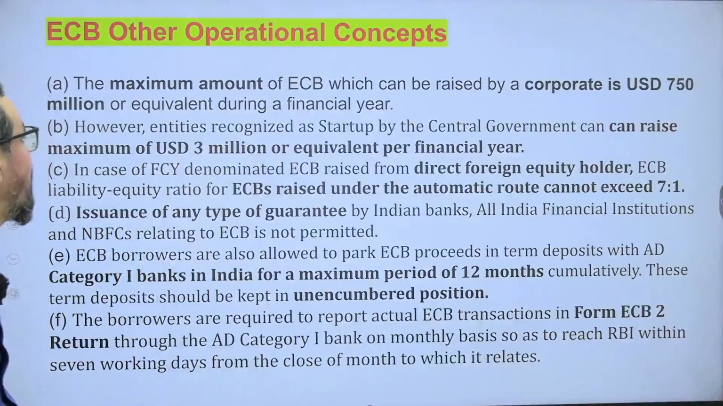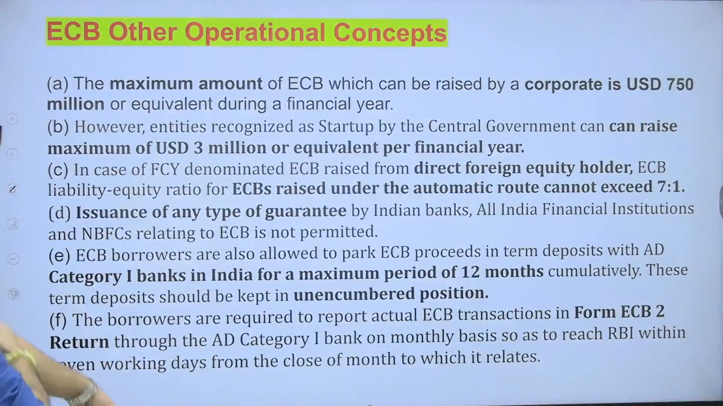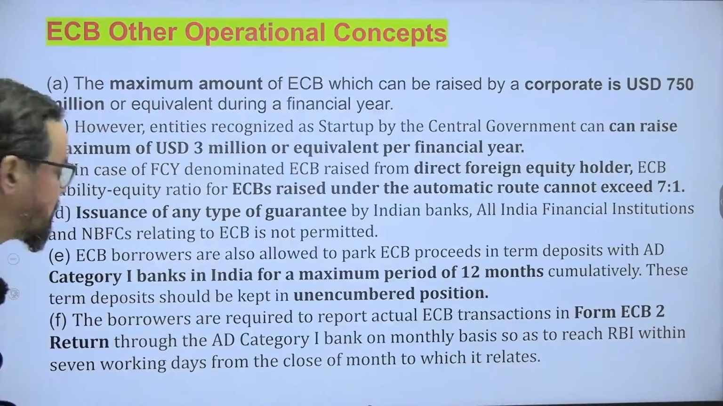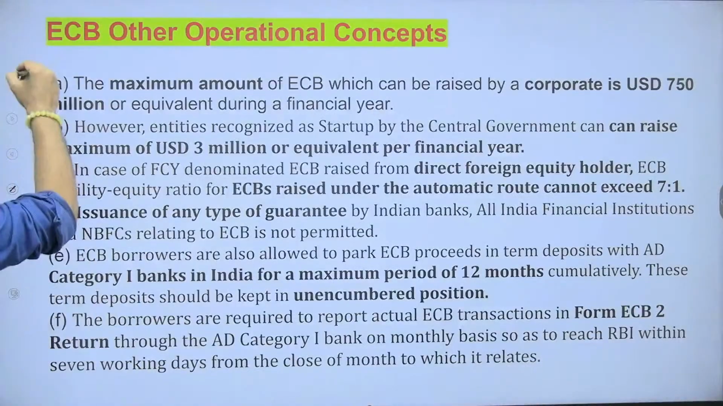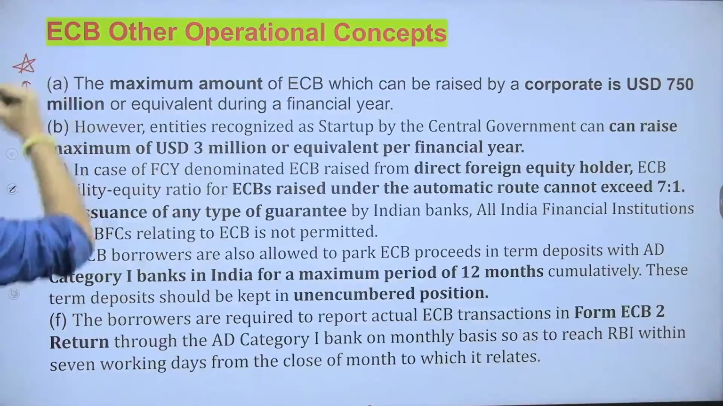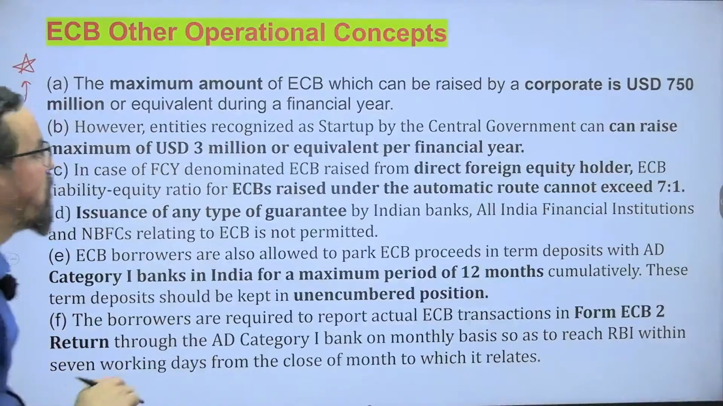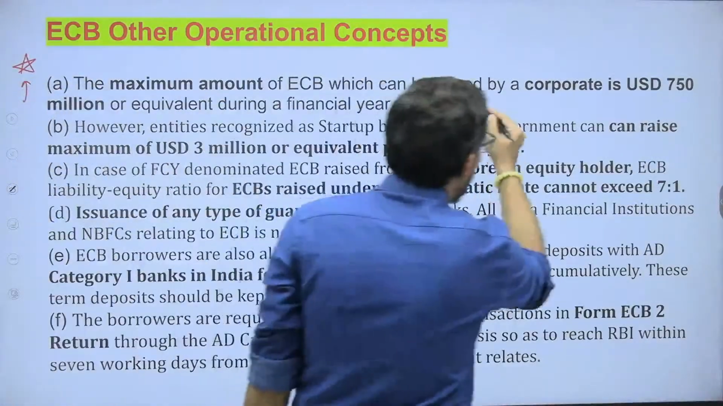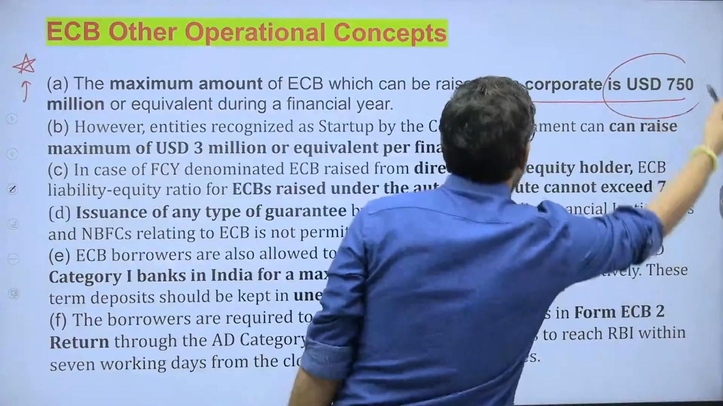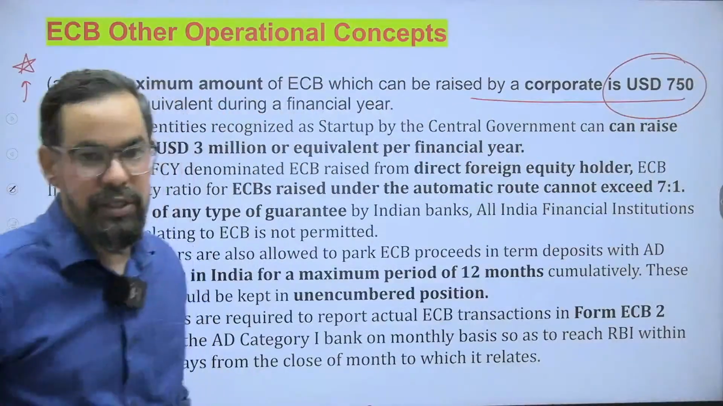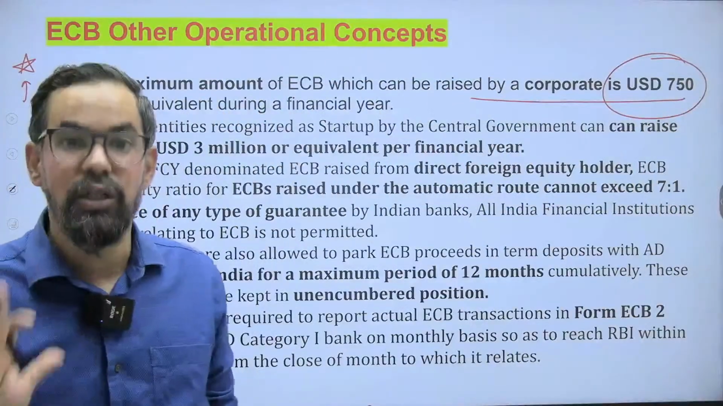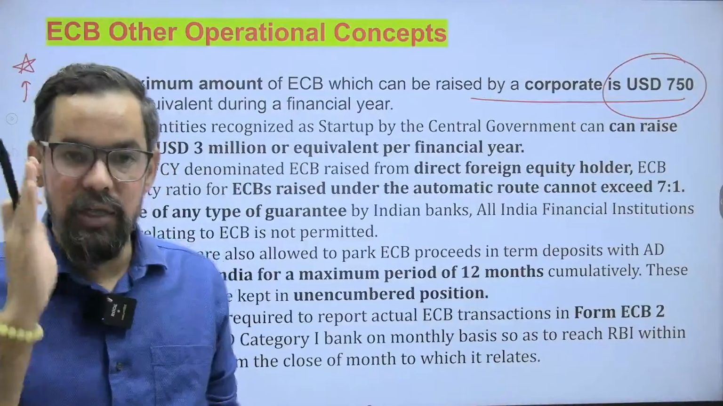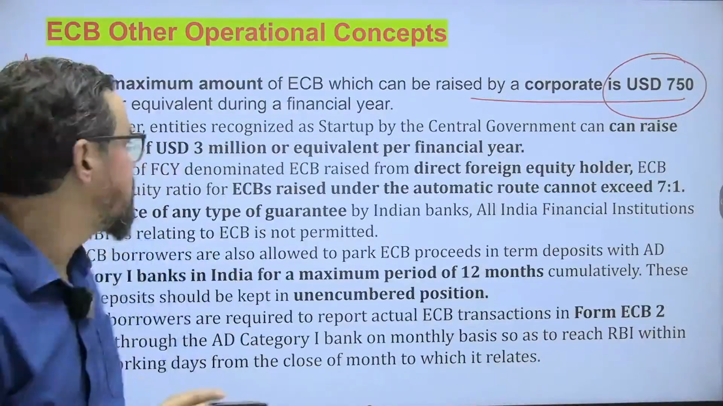Let's go, so ECB operational concept, this part also gets asked so many times, okay. So you have to take a little care around this one. So the maximum amount of ECB which can be raised by a corporate house is how much? 750 million US dollar. Okay, this is in general the per financial year limit. If they have mentioned around the startup, then it is 3 million US dollar.